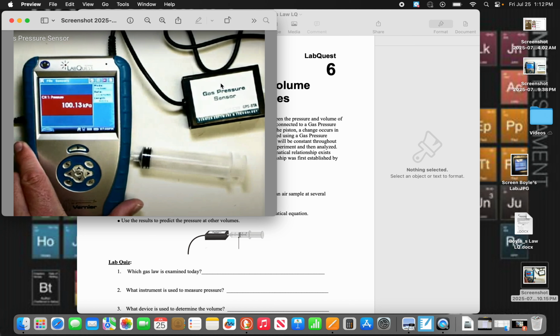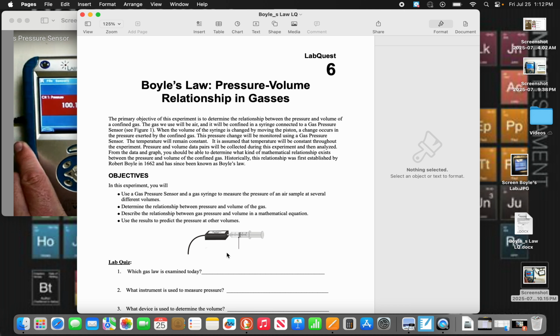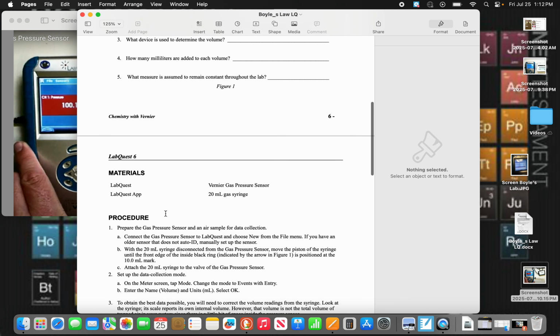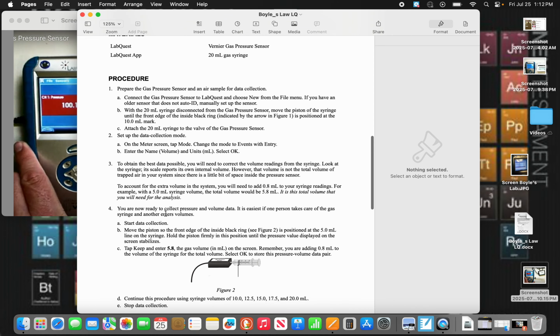This is your pressure sensor, which you're going to attach to your LabQuest. And this is the syringe that you're going to put in the end. You're going to start off at 10 milliliters. So you move the syringe back to 10 milliliters to start, screw it in, and begin to record the pressure. Now, I'm going to download the lab so you can read it through for yourself.